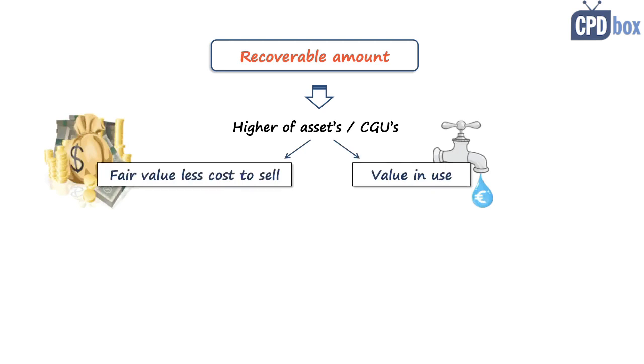Here I'd like to say that it's not necessary to determine both of them, or at least not always. Just one of them might be sufficient, because if just one of these two amounts is higher than the asset's carrying amount or book value, then there is no impairment and it's not necessary to estimate the other amount. So you save a lot of work.